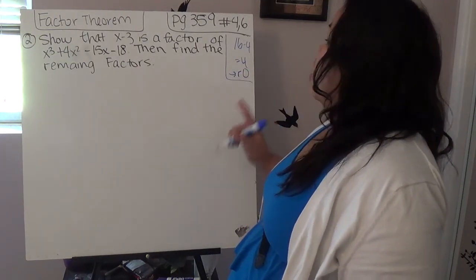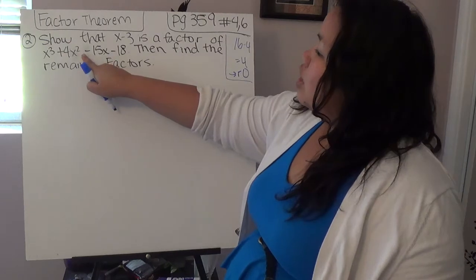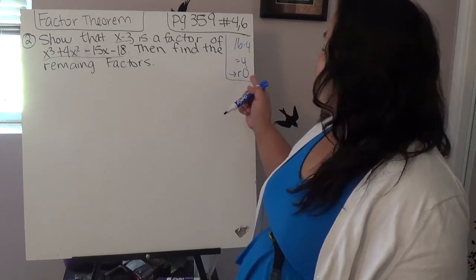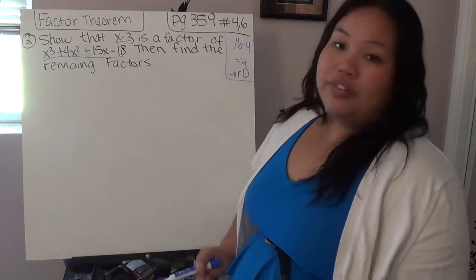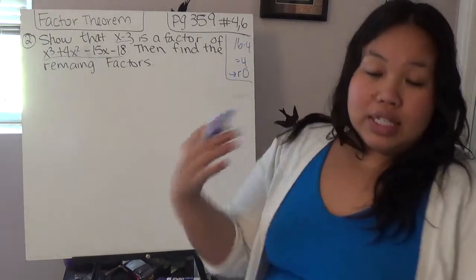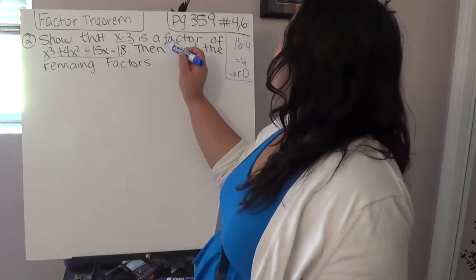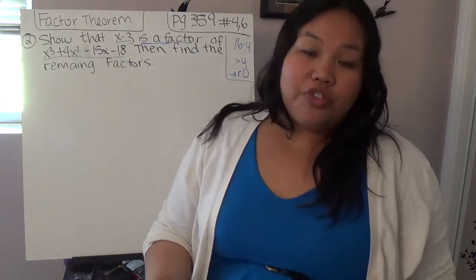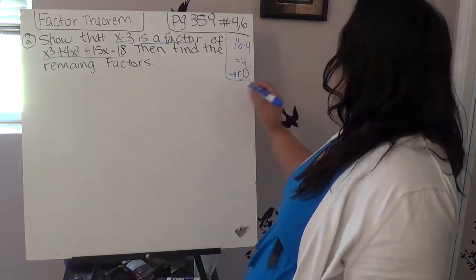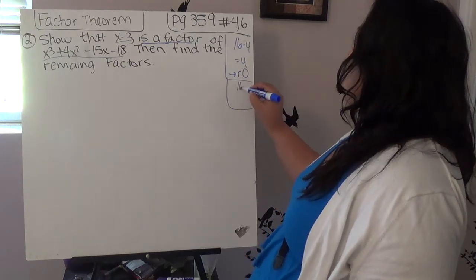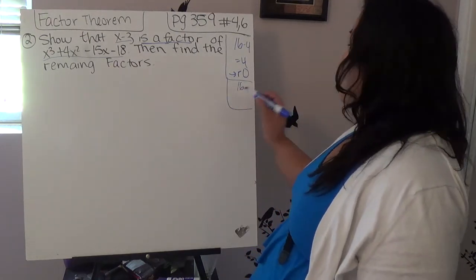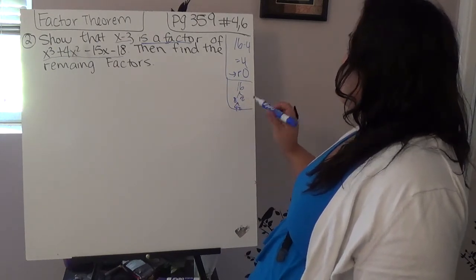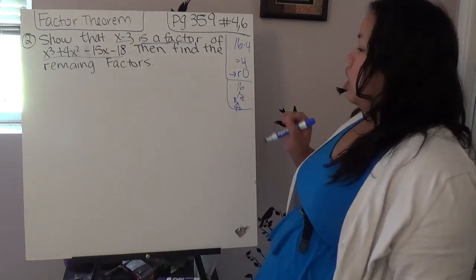Here's the key. That means that if I divide this equation by x minus 3 and my remainder is 0, then this is in fact a factor. If I don't get a 0, then it's not a factor. So the first step is to see if it is a factor. First I'm going to divide it, and then from there I'm going to find all the other factors of that. So we're doing what we usually do when we're factoring whole numbers, which is 16 is 8 times 2, and 8 is 4 times 2. So the factors of 16 are 4, 2, and 2. These are the factors of 16.